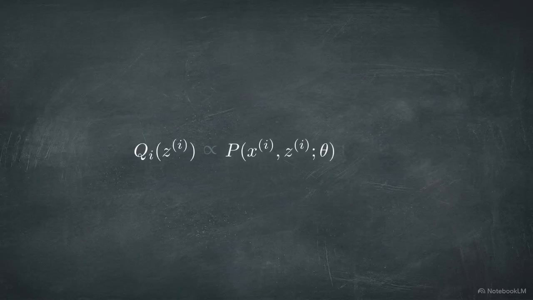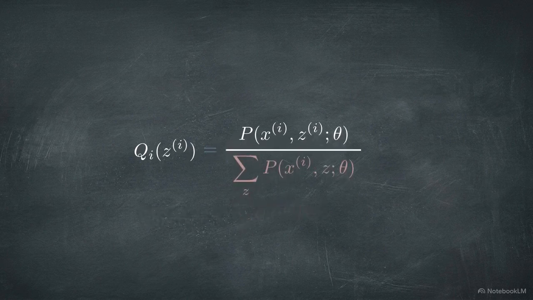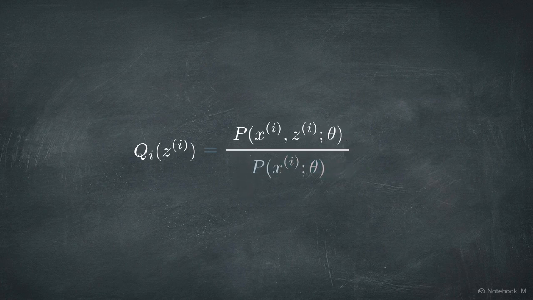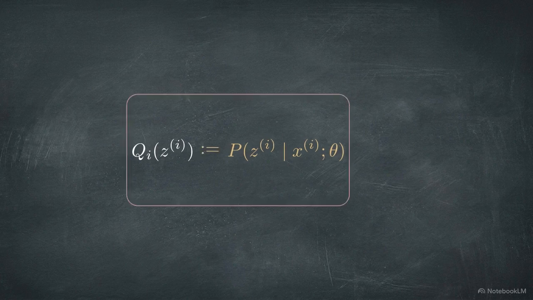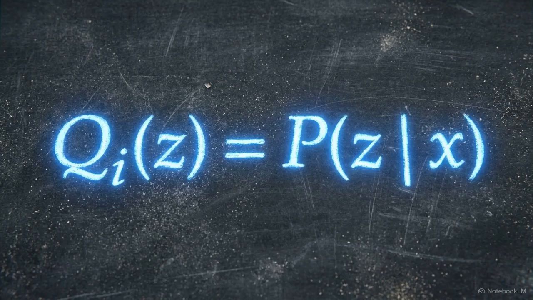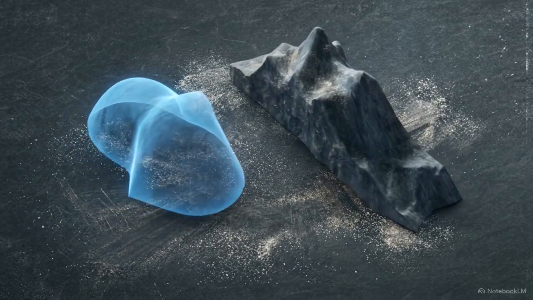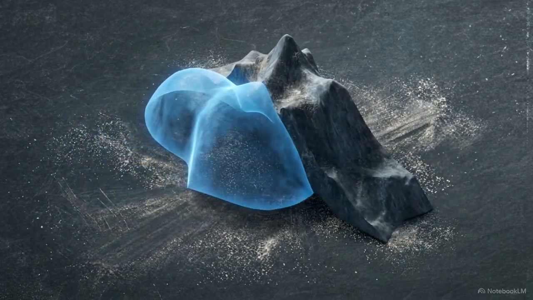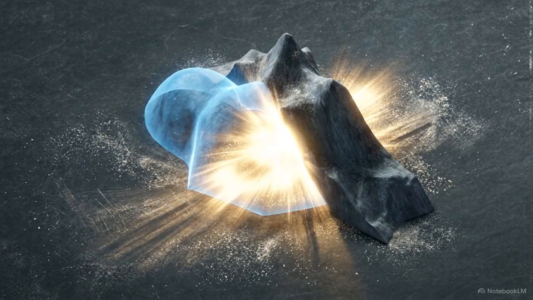Since Qi must be a valid distribution, it has to sum to 1 across all states of z. When we normalize the joint probability p(x, z) by dividing it by the sum of all its possible values, the resulting distribution is exactly the posterior p of z given x. This mechanism defines the complete E-step. By calculating the posterior distribution of the latent variables, we mathematically guarantee the lower bound geometrically locks against the true likelihood curve at our current parameters.